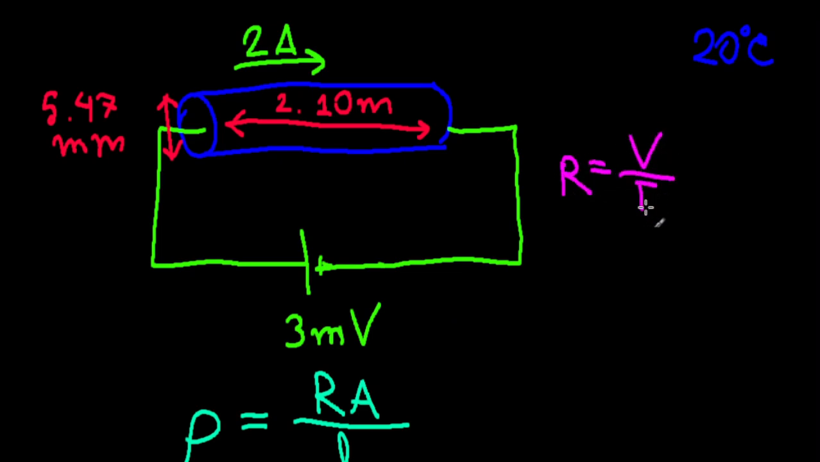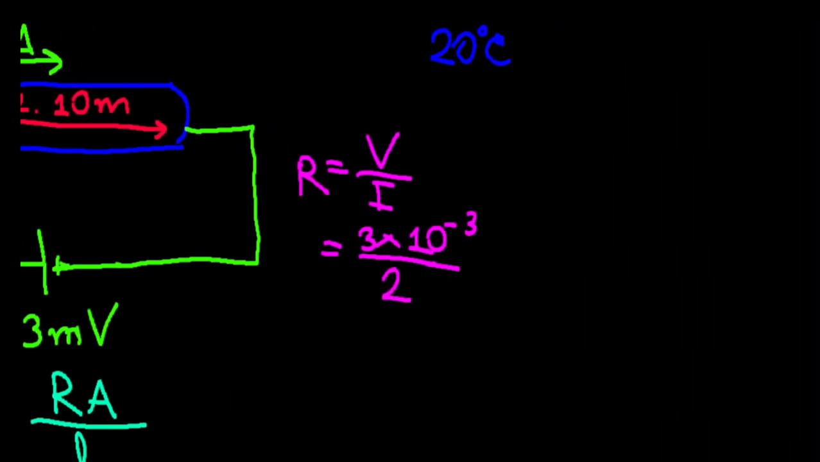So we know that resistance is equal to V by I, and this is going to be equal to 3 millivolts, which is 3 times 10 to the minus 3, and we have 2 amps. This is going to be equal to 1.5 times 10 to the power minus 3 ohms, right? So we can plug that in.